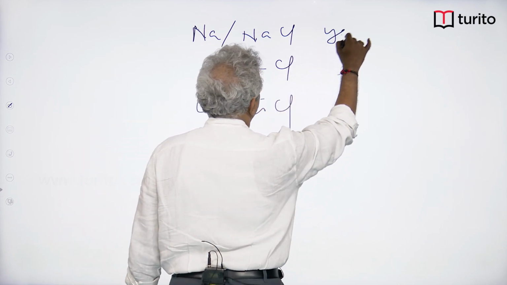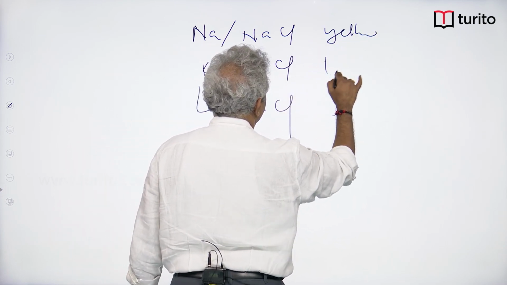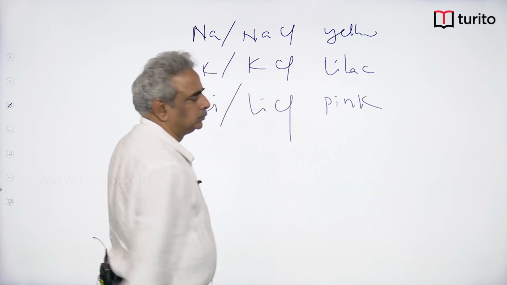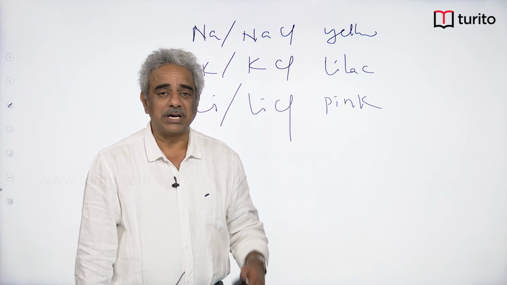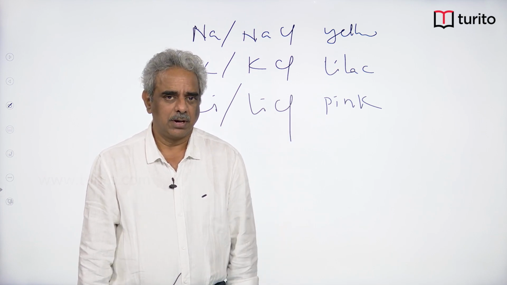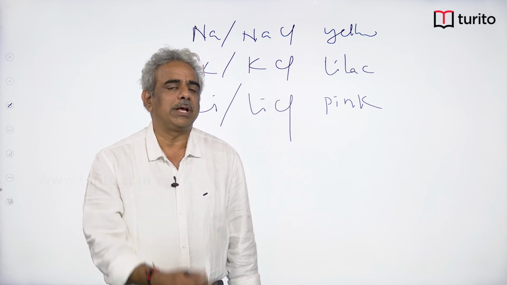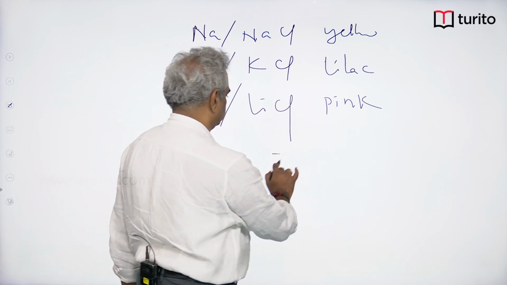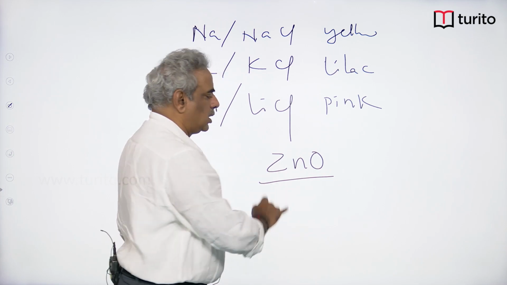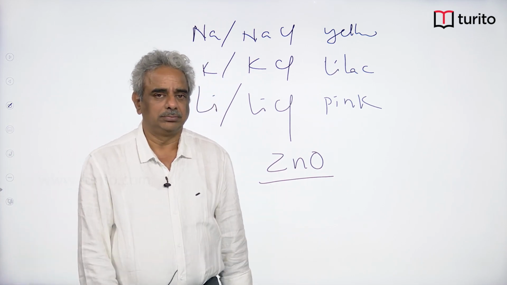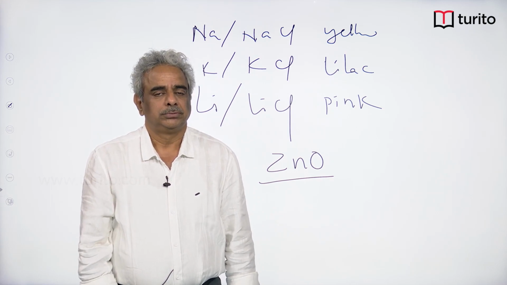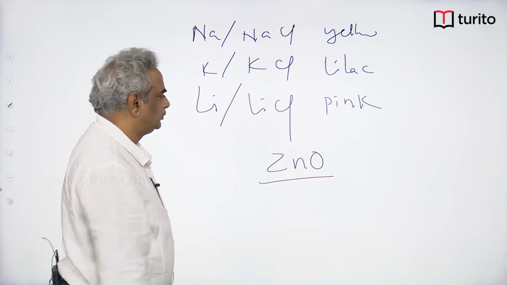This is yellow, this is lilac, this is pink. The color is due to what? F centers, that we have already discussed. There is some other beautiful example of metal excess defect, zinc oxide. This is originally a white crystal, but when crystallized in very hot conditions, what will happen? Let us see.